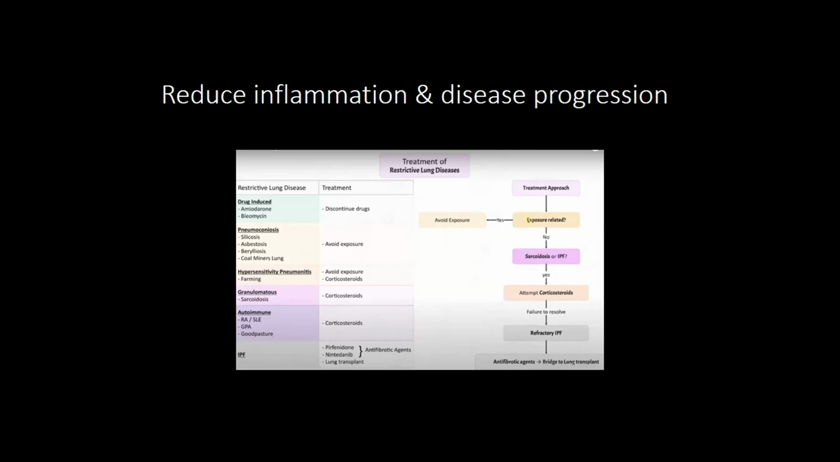In diseases which are not exposure related, such as sarcoidosis, or cases of idiopathic pulmonary fibrosis, then you're going to attempt a course of corticosteroids. If the patient improves, chances are high that it could be one of the granulomatous illnesses or even autoimmune illnesses like rheumatoid arthritis, Goodpasture syndrome, and the like. If the patient doesn't improve, it is likely that it's a refractory idiopathic pulmonary fibrosis, and they may benefit from antifibrotic agents such as pirfenidone and nintedanib. Some of these are a bridge to lung transplant because idiopathic pulmonary fibrosis is actually a progressive illness.